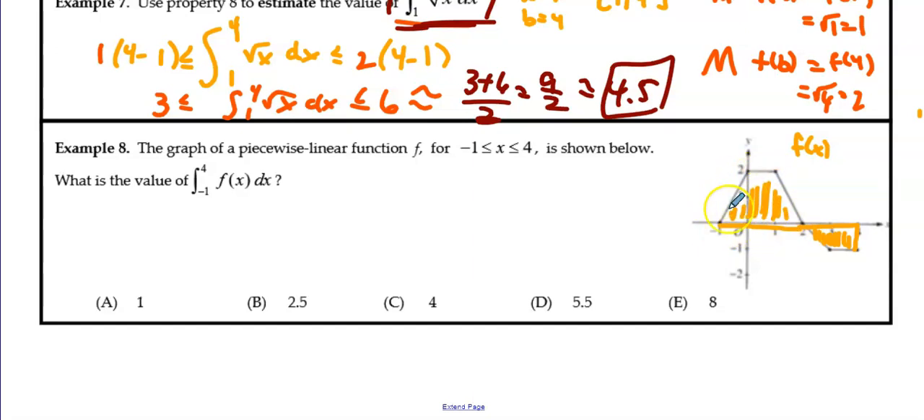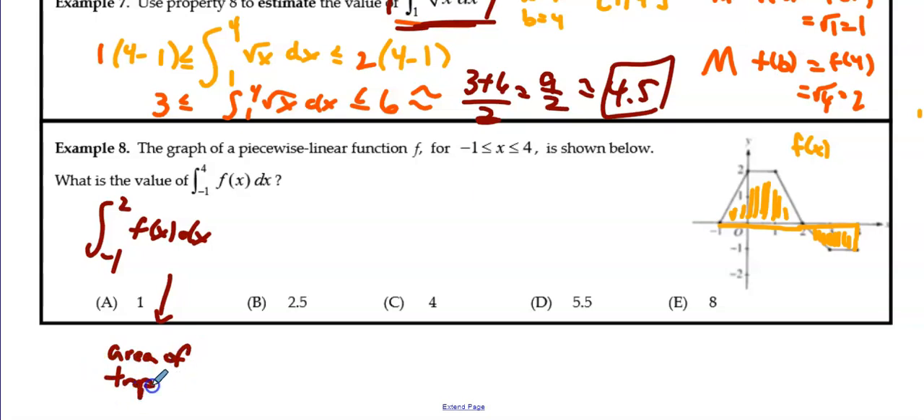And yes, you can split this shape up into 3 different intervals, or you can say, oh, this is just a trapezoid, right? It's a trapezoid. So the integration from -1 to 2 of f of x dx is going to be equal to the area of that trapezoid. The area of the trapezoid.